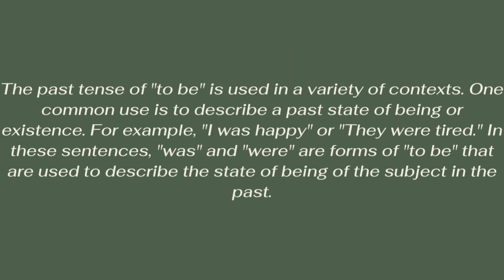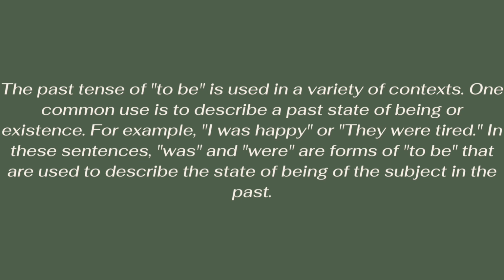The past tense of the verb to be is used in a variety of contexts. One common use is to describe a past state of being or existence. For example, I was happy or they were tired. In these sentences, was and were are forms of to be that are used to describe the state of being of the subject in the past.